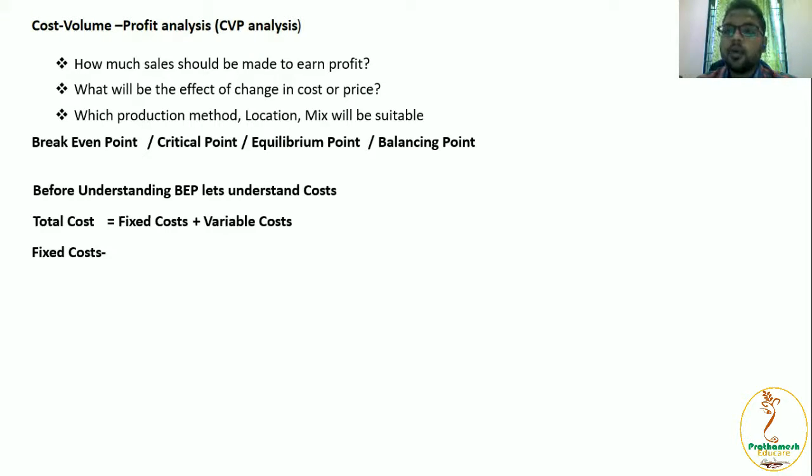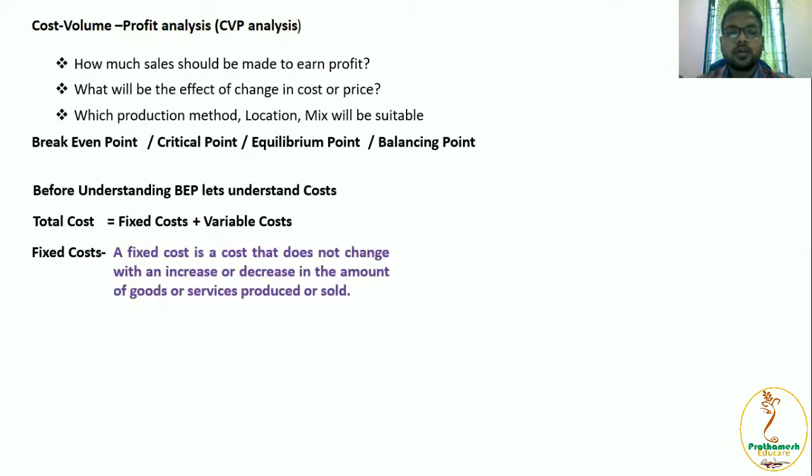Correct? We are buying a building. That is a one-time cost we are incurring. So those remain the same over the period of time. They don't change. So there are certain costs that do not change with the increase or decrease in the amount of goods or services produced or sold.